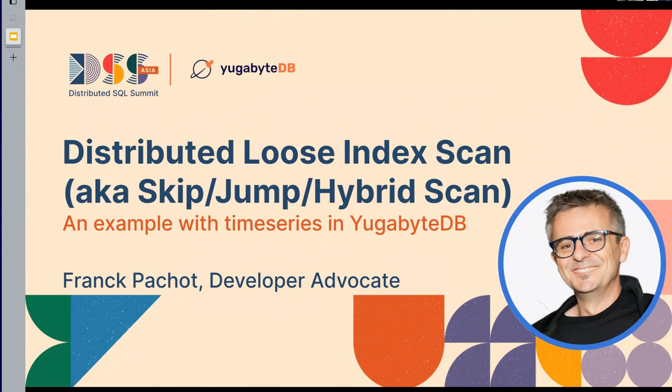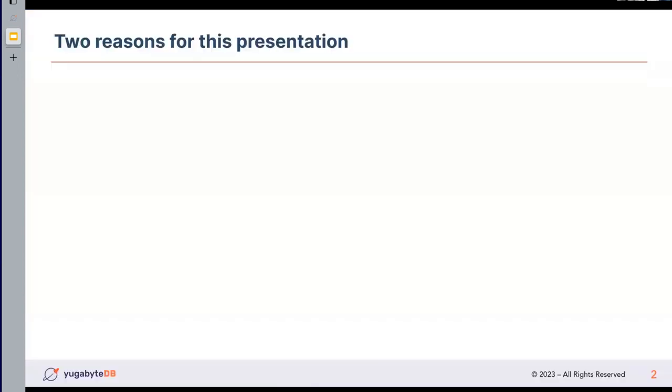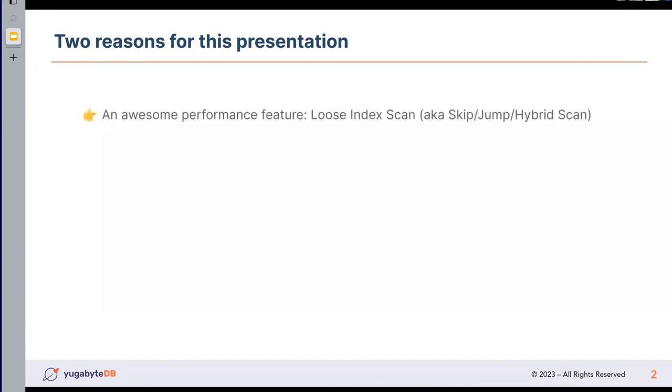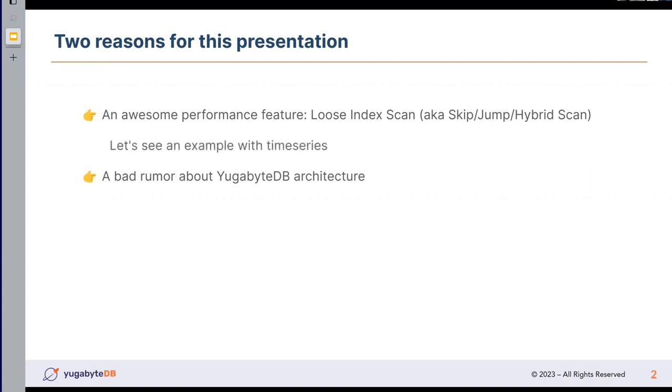For this session, I will take a simple time series example. There are two reasons why I wanted to present this. The first one, of course, is that this is a very interesting feature for performance, the loose index scan. And another reason is that I've heard bad rumors from many competitors about their misunderstanding of the Yugabyte architecture. So we will come to that later. For the moment, we'll see an example with a time series.